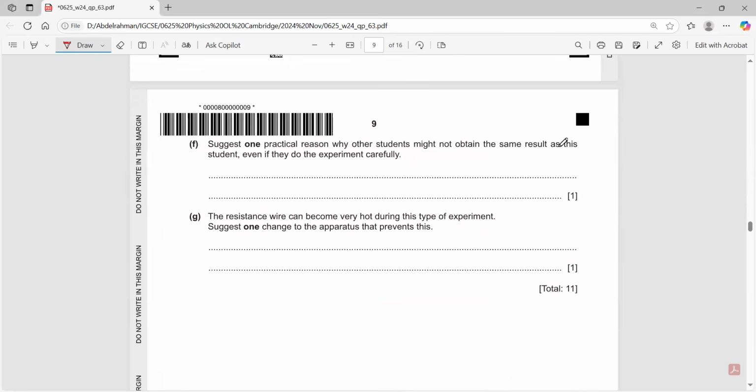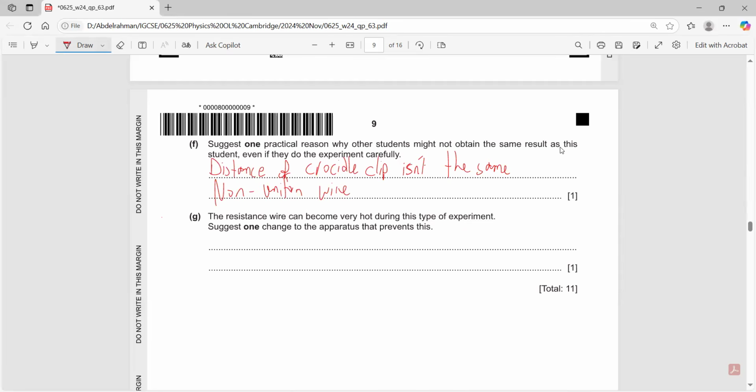So the distance of the crocodile clip isn't the same, or you can say it's a non-uniform wire, non-uniform wire, okay, clip.